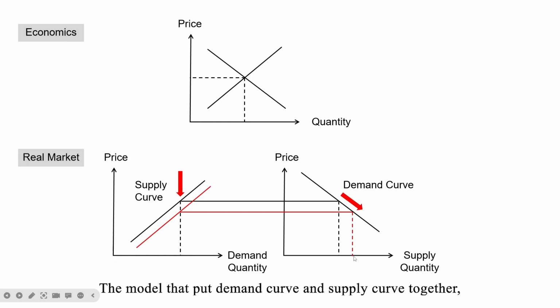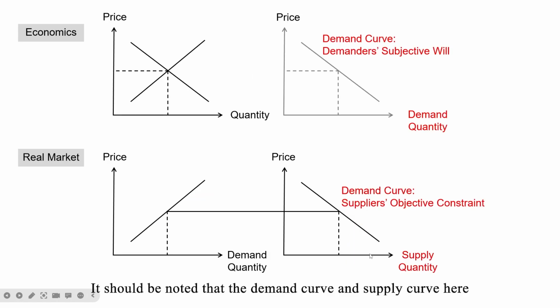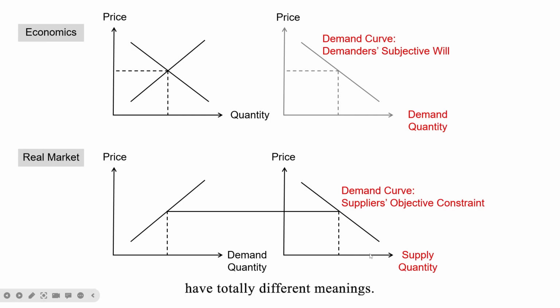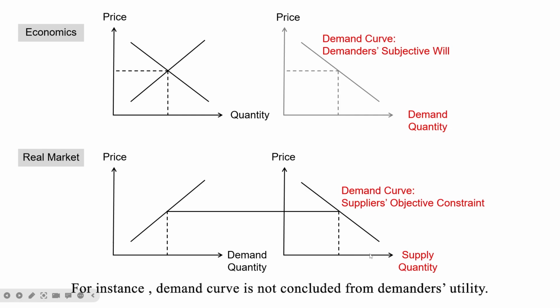The model that puts the demand curve and the supply curve together, solving the equilibrium price and quantity, and assuming that the market will become equilibrium in a long enough time, obviously ignores the time difference. It should be noted that the demand curve and the supply curve here have totally different meanings. For instance, the demand curve is not concluded from the demander's utility.